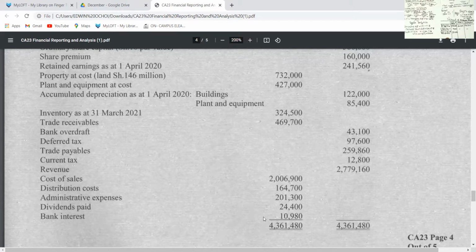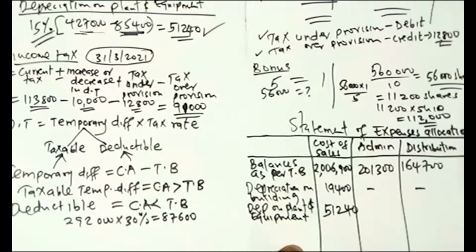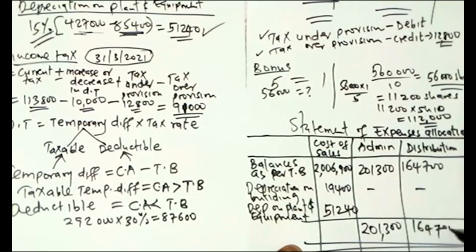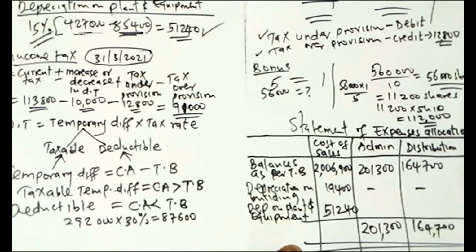That is why I said I don't have to show it in this statement of expenses allocation, because it's only that bank interest which would go to finance cost. So even here, they were not much. And this is 164,700. So 2 million.